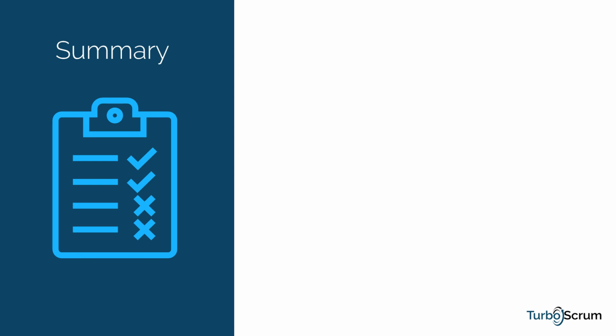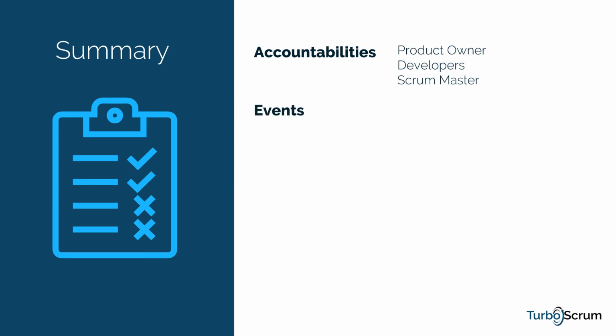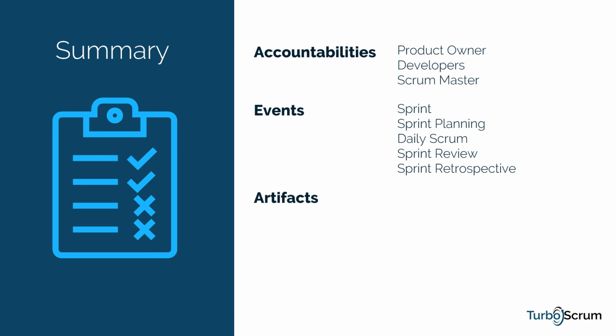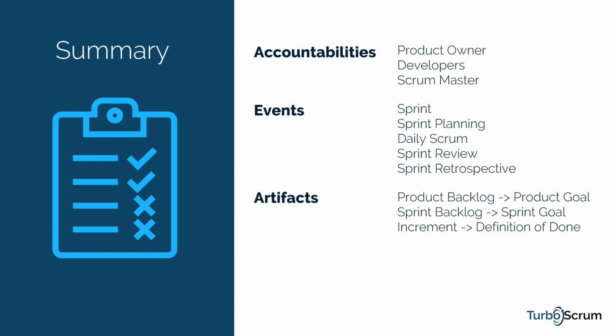I've presented the 3 Scrum accountabilities: the product owner, developers, and Scrum Master. The 5 Scrum events: the sprint, sprint planning, daily Scrum, sprint review, and sprint retrospective, and I presented the 3 Scrum artifacts and their related commitments. The product backlog, for which the commitment is the product goal, the sprint backlog, for which the commitment is the sprint goal, and the increment, for which the commitment is the definition of done. I also covered some of the rules that bind these things together.